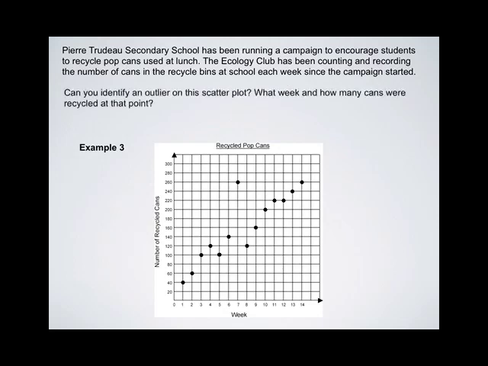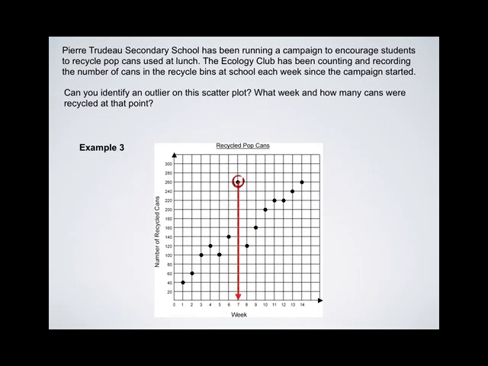Can you identify an outlier on this scatter plot? What week and how many cans were recycled at that point? Recall from earlier that an outlier is a data point that seems to not fit the trend of the other data. It's often seen as off by itself. That outlier could be at week 7.